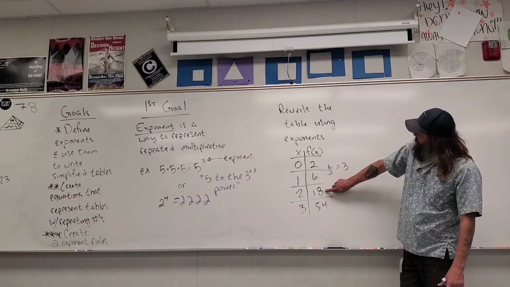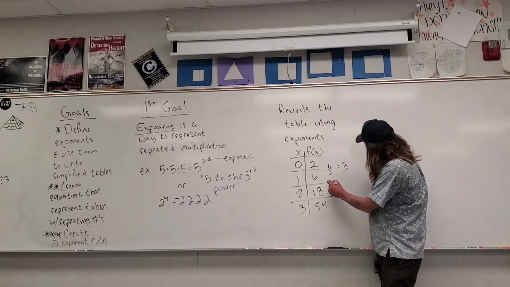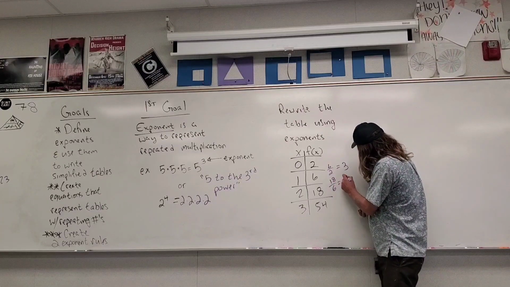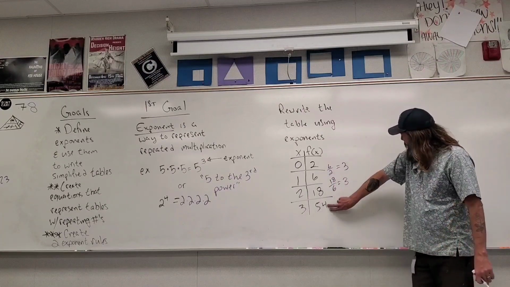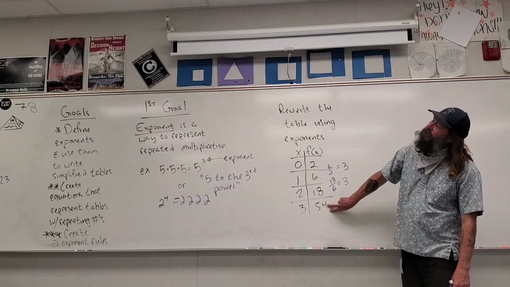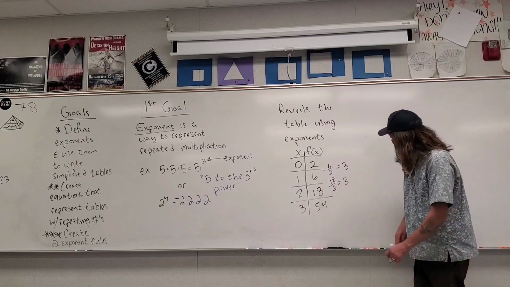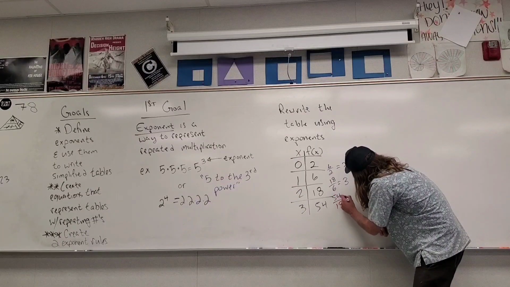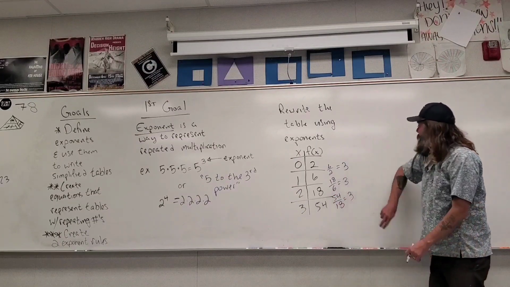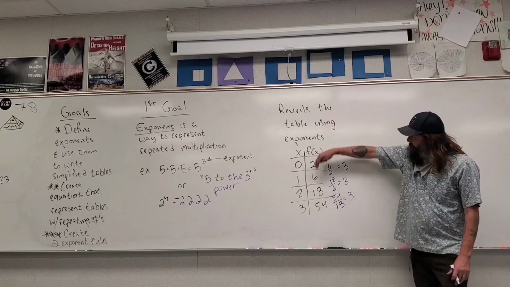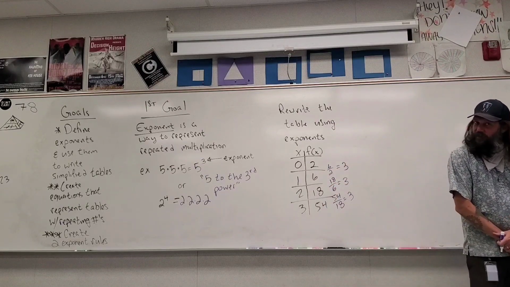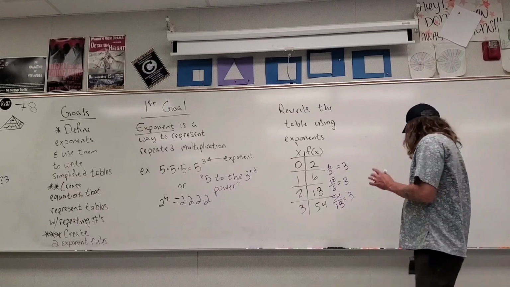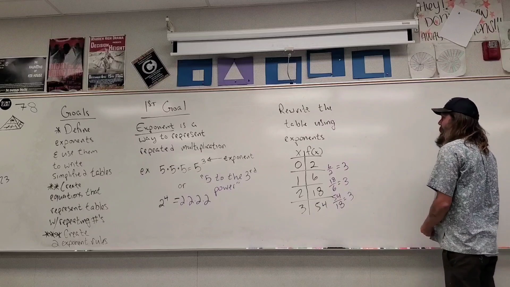The next ratio, I'm going to take 18 and divide it by 6. And again, that's 3. And I will see how 54 and 18 compare. And again, that simplifies to 3. So 3 is my common ratio on this table, so I have a geometric pattern. So let's rewrite our table the way we did the last time.